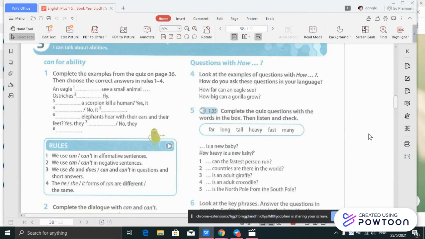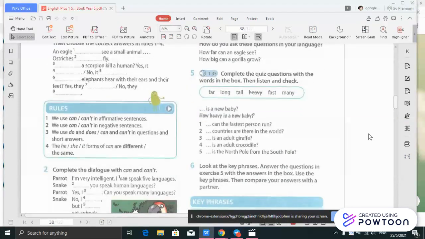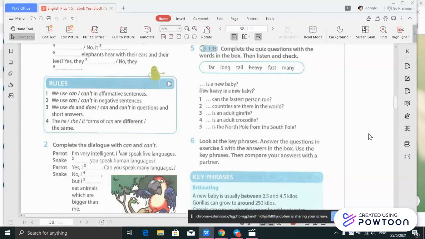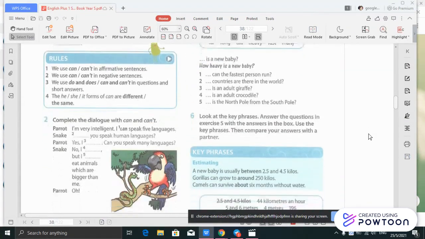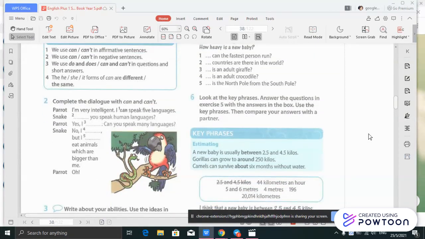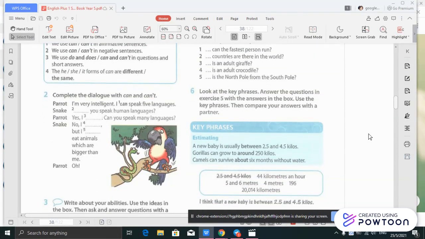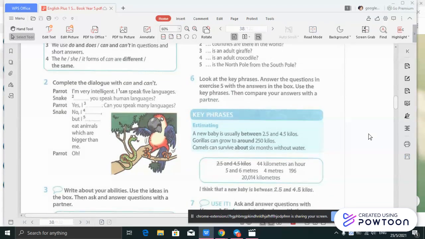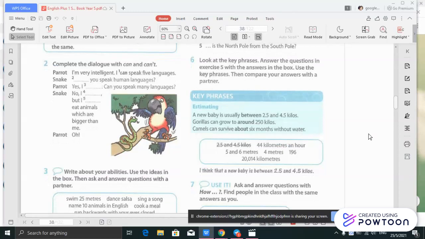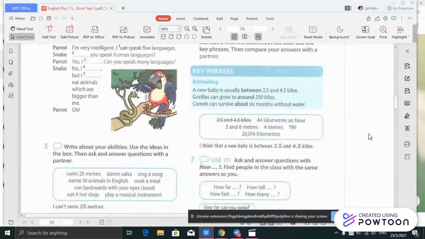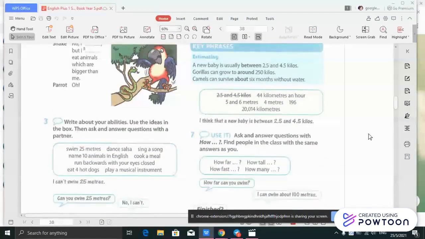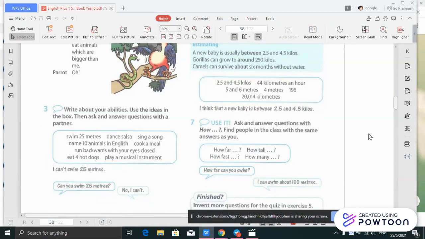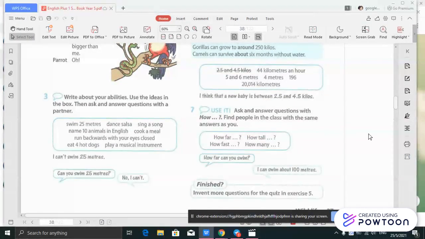And it's a revision of the adjectives that you learned earlier. Superlative adjectives, fastest, and all that, right? So when you look at the key phrases, you answer the questions in exercise 5 with the answers in the box. Use the key phrases and compare your answers with a partner. So you should have a partner to do this activity, but we don't. But you can prepare the answers on your own. And when we have our Google Meet, we can discuss the activity. Whoever could prepare, whoever couldn't, is alright.